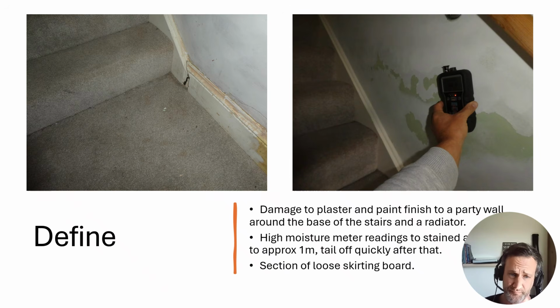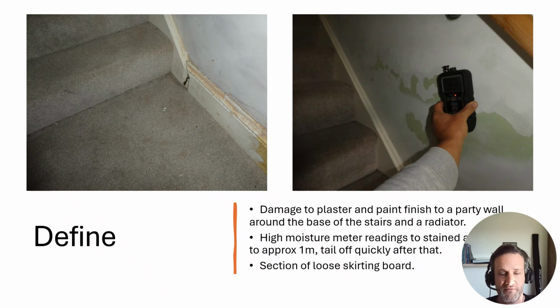Okay, so in this case, I would describe it as damage to plaster and paint finish to a party wall around the base of the stairs and the radiator. We can further define it as having high moisture meter readings to the stained area to approximately 1 meter, and they tail off quickly after that. And we've got a section of loose skirting board.